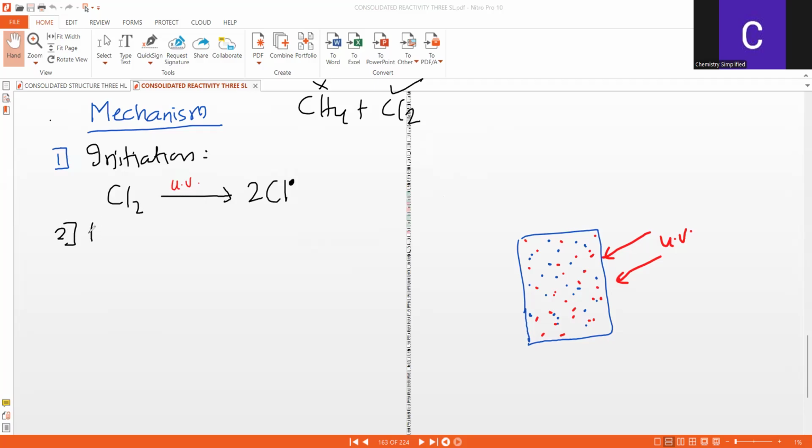Second is propagation. So the next stage of the reaction is propagation. Propagation means the reaction that continues. Now what happens is one of the chlorine free radicals will attack methane.